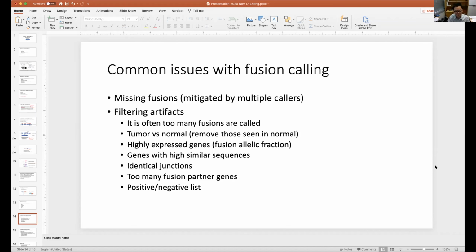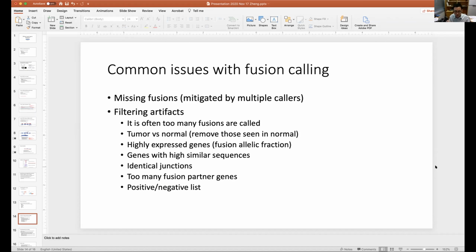Of course, you may have two partner genes with very similar sequences, especially genes from the same gene families, and these fusion calls are typically due to the similar sequences between the two genes. Identical junctions, this is not entirely impossible in the cancer genome. Just like hotspot mutations, there could be hotspot fusions.